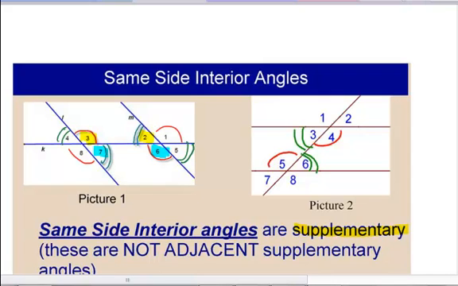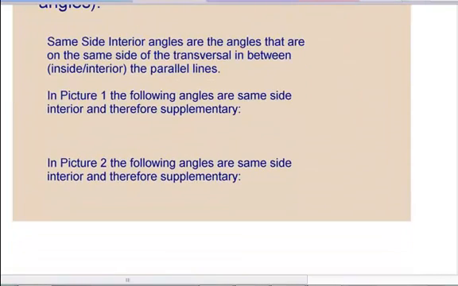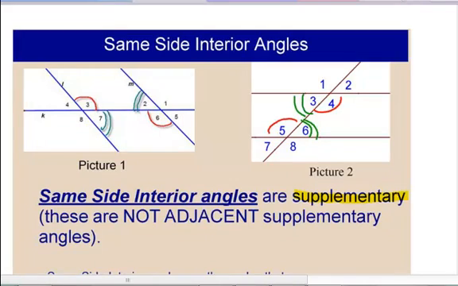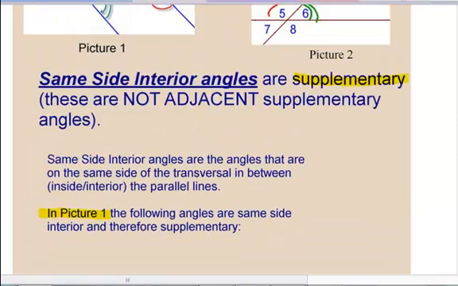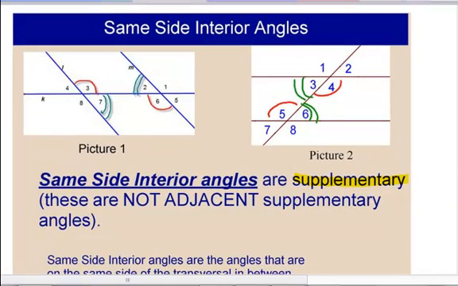So let's move on from here. Take just a second and pause and fill in the angles to complete each of these statements. In picture 1, the following angles are same side interior and therefore supplementary. In picture 2, the following angles are same side interior and therefore supplementary. And you can just use the numbers to label each of the angles.